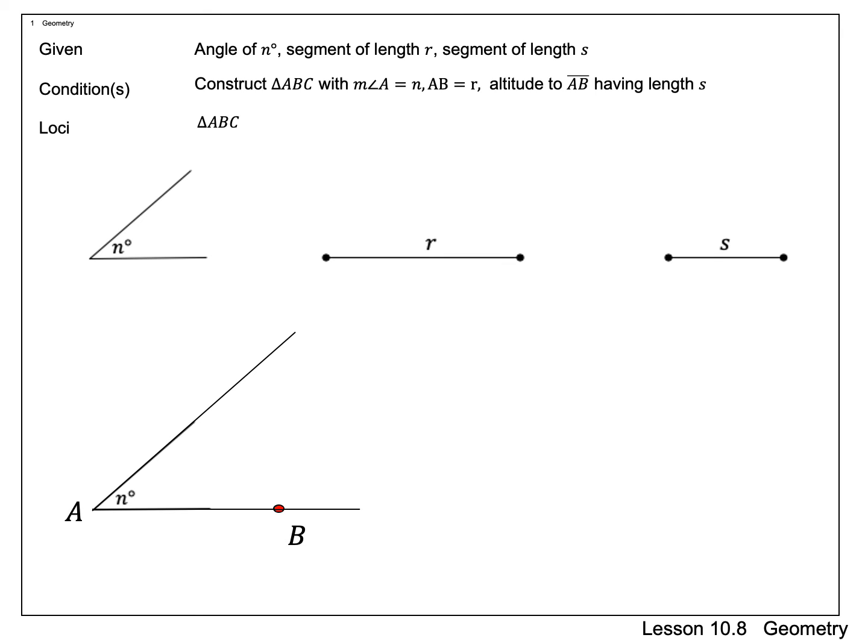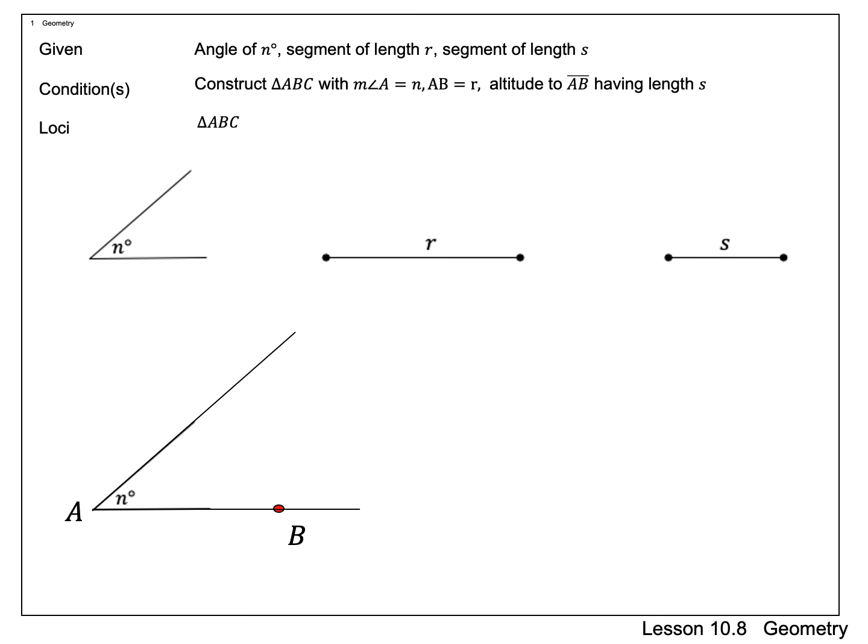So we've done one condition, we've done two conditions. All we got to do is that third condition, which is we got to make an altitude to AB having the length of S. That's a challenge. So somewhere along AB is the altitude, and that altitude would go to the vertex C, and C would be somewhere on that ray that goes up from A that isn't labeled yet. Okay. The question is, where does it go?